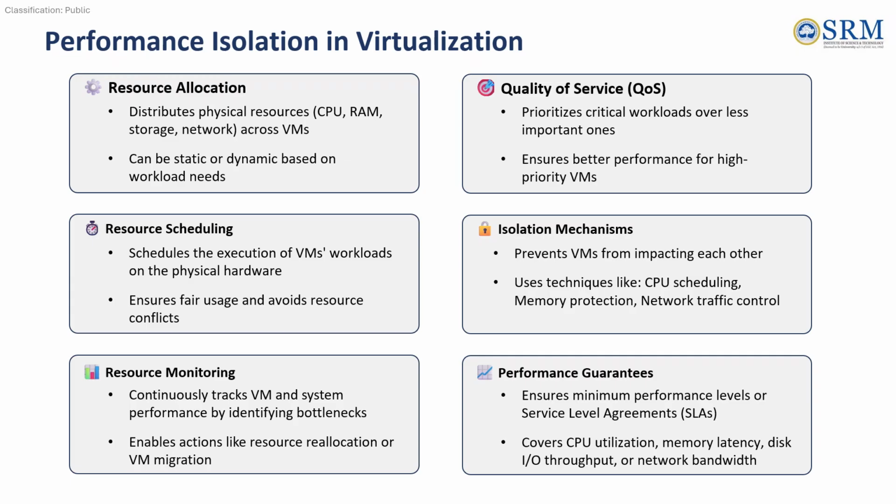Finally, performance guarantees help maintain minimum service levels such as CPU performance, memory response time, disk speed, and network bandwidth. You can compare this to a hotel where many students share common facilities like electricity, Wi-Fi, and water. Proper scheduling and allocation ensure that one student's usage does not disturb the others. Similarly, virtualization manages resources carefully so that all virtual machines perform efficiently.